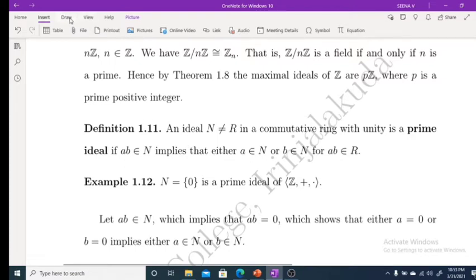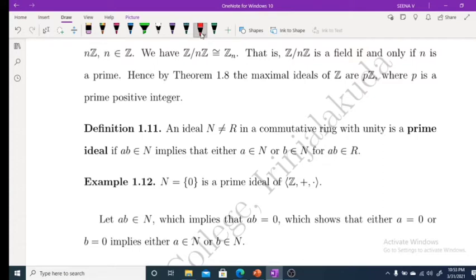An ideal N not equal to R in a commutative ring with unity is a prime ideal if ab belongs to N implies either a belongs to N or b belongs to N, for a, b belonging to R. Okay, an ideal N not equal to R is a prime ideal if ab belongs to N implies either a belongs to N or b belongs to N for every a, b belonging to R. If it satisfies this condition, then we call N a prime ideal.